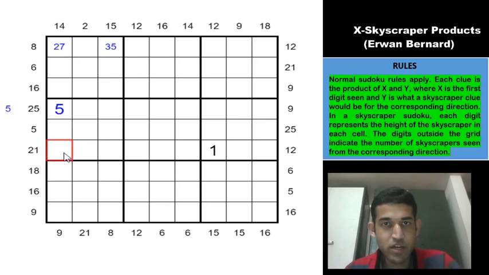And 21 can only be 3 multiplied by 7. So there is a 21 here, so 3, 7. And 15 is 3, 5. So let us keep doing that. So 25 here will be 5 multiplied by 5, and let us write the skyscraper clue also outside. There is a 21 here, which means that this must be a 3 or 7.